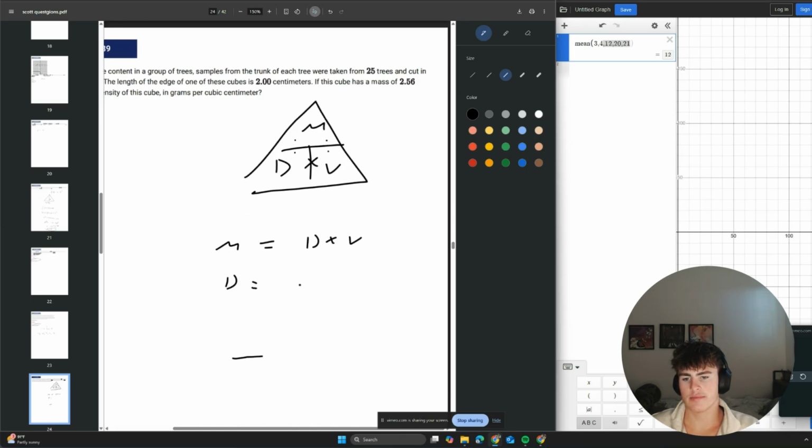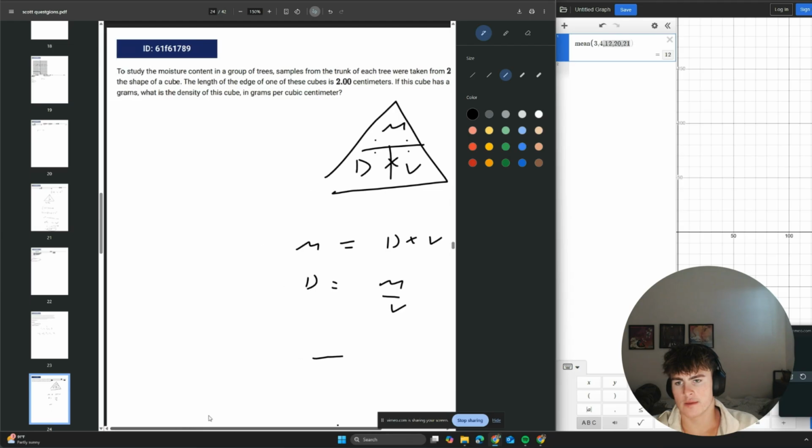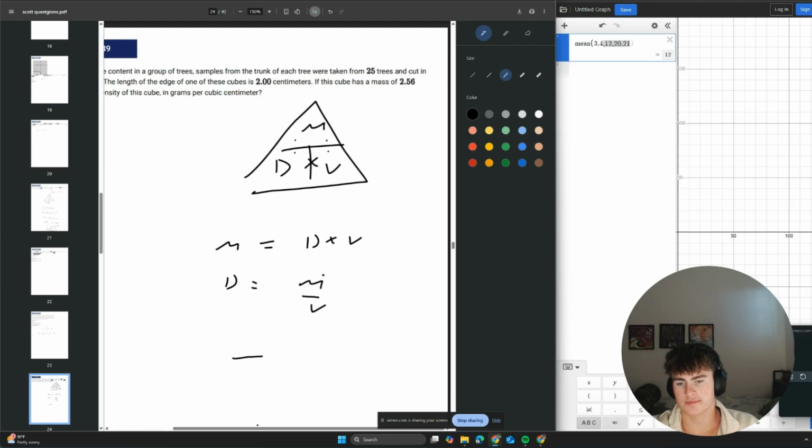Density equals mass over volume, and then volume would be mass over density, which you could figure out from just doing algebra. But here we are given the mass, which is 2.56, and we are given the length of one edge of the cube. So from that, I can find the volume.